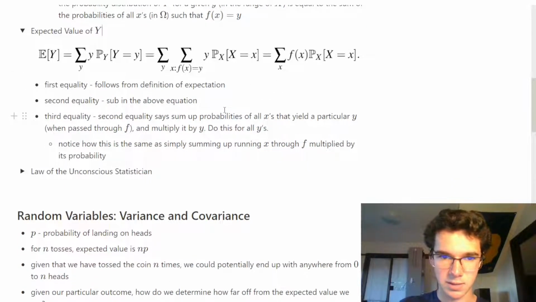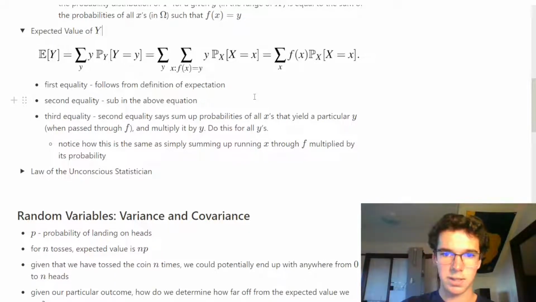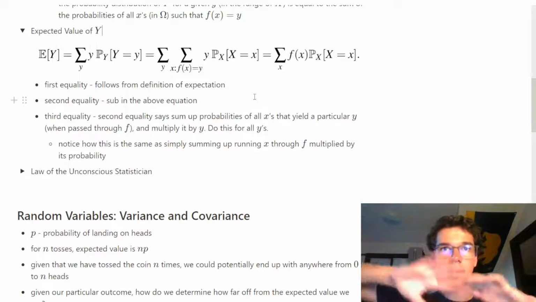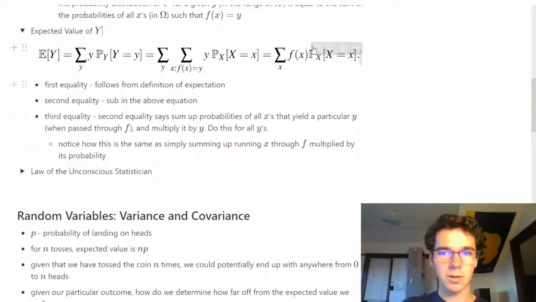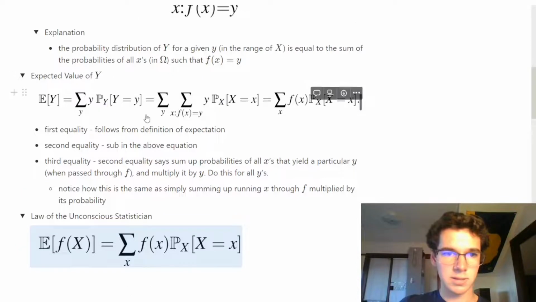And as we talked about in the previous video, the third expression follows from the fact that we're basically summing up all of the x's that yield a certain y. And we're going to multiply it by y, and we just do that for all the y's. But we could also just find all of the probabilities for each x and multiply that by its corresponding y, or f of x. So if that didn't make sense, I feel like this says it a bit more succinctly. And this is also called the law of the unconscious statistician.